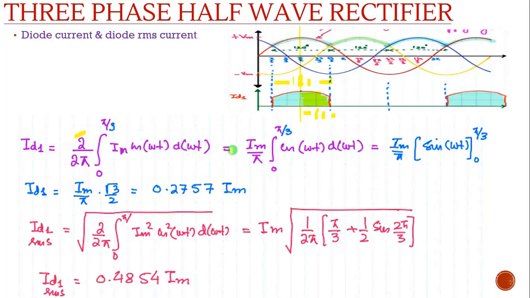While solving this equation, we will get ID1 equal to 0.2757 Im. Coming to the RMS current, it will be the root of this term into the square of this term. So we will get ID1 RMS equal to 0.4854 Im.